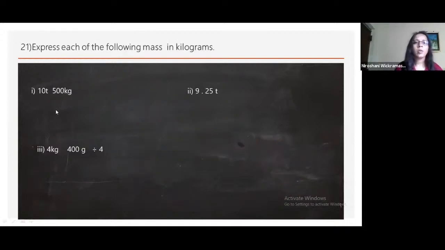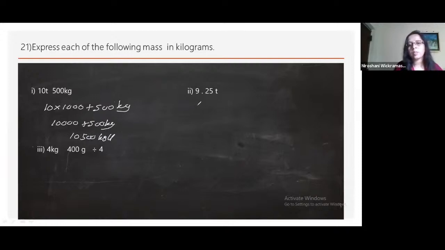Here this one is 10 tons and 500 kilograms. Mass in kilograms: 10 times 1000 plus 500 kilograms. 10,000 plus 500 kilograms. 10,500 kilograms. 9.25 tons means 9.25 into 1000, which is 9,250 kilograms.